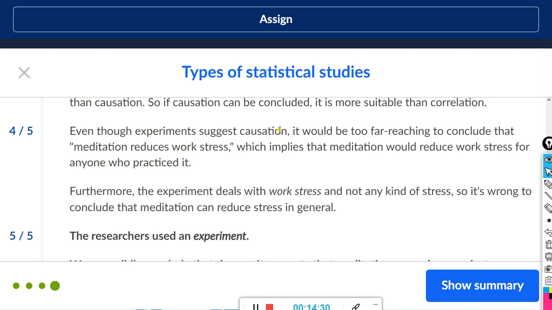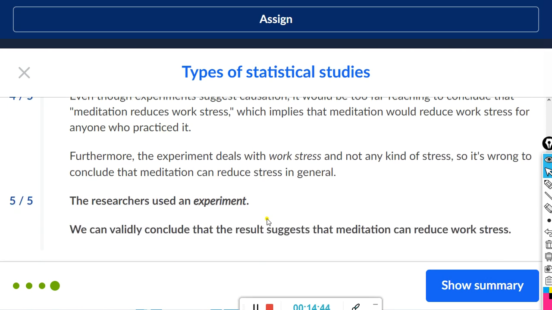Even though experiments suggest causation, it's too far-reaching to conclude meditation reduces work stress. And it's wrong to conclude that meditation reduces stress in general. Remember, we said work stress, not just regular stress.